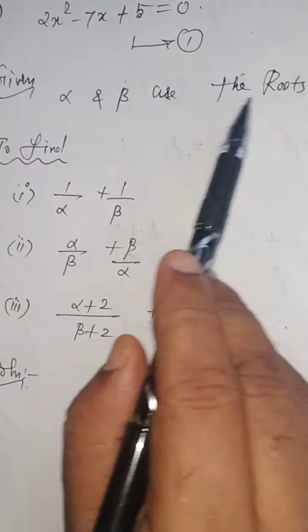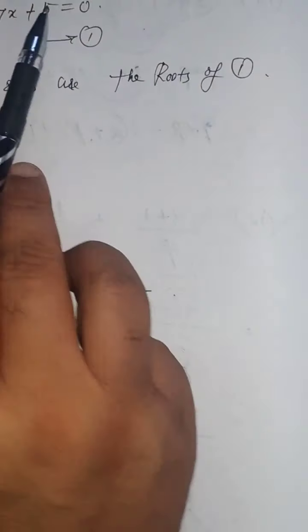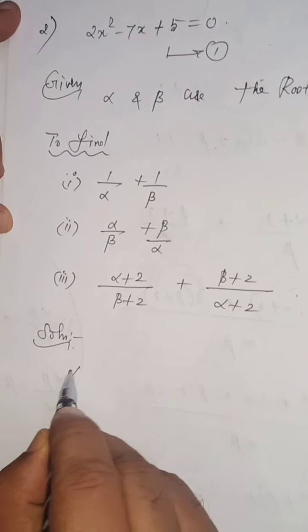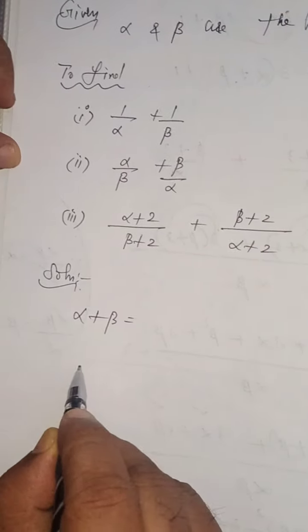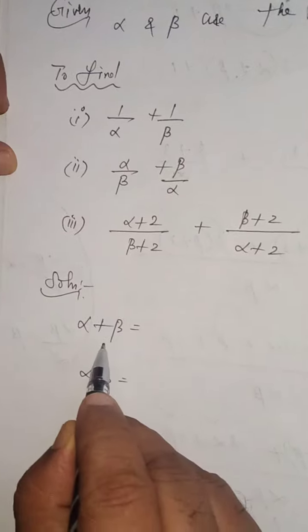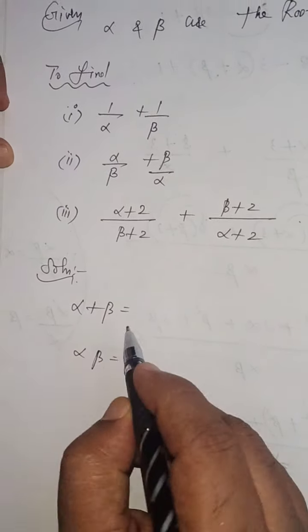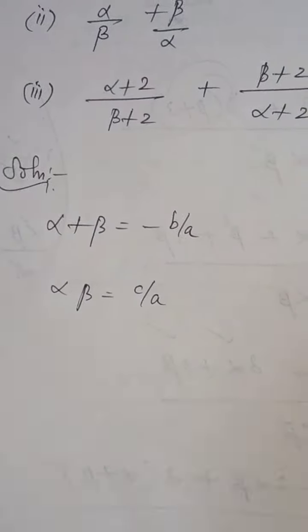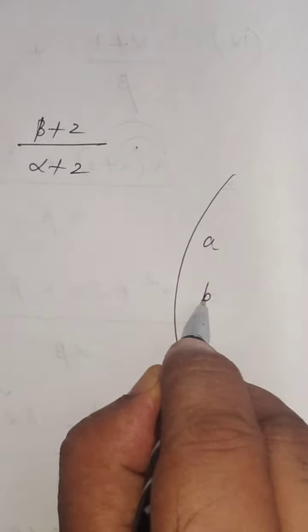Since alpha and beta are the roots of the given equation, I consider that equation as number 1. First, you have to find alpha plus beta and alpha beta. We know the formula for alpha plus beta is minus b by a, and for alpha beta it is c by a. You can write a, b and c over here.